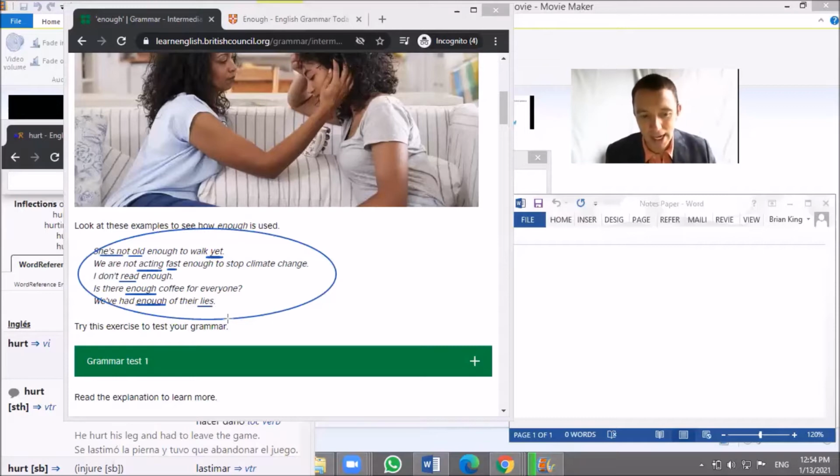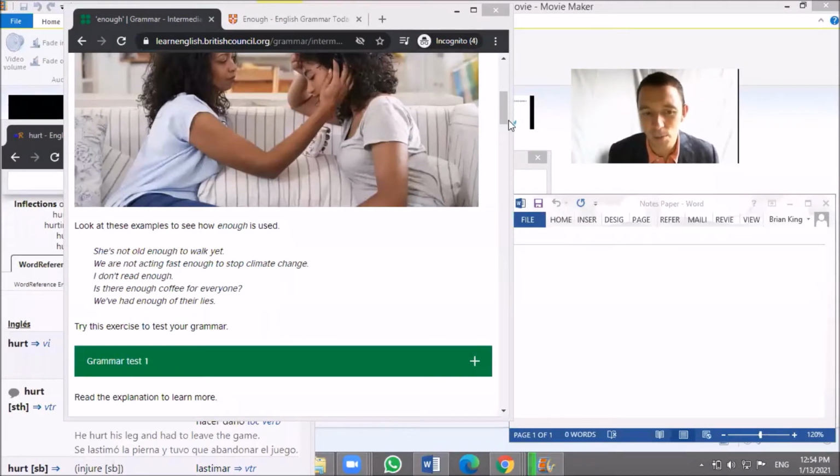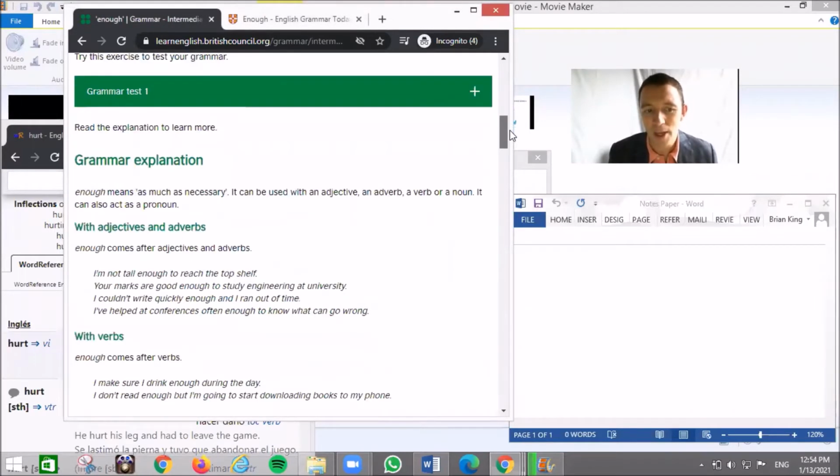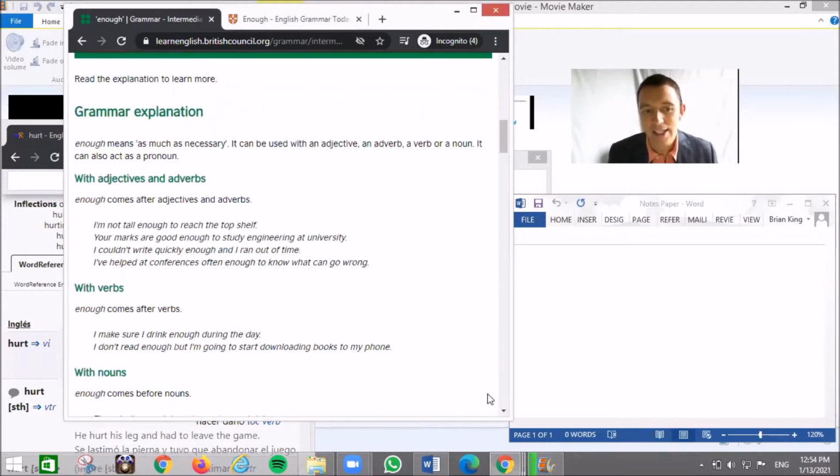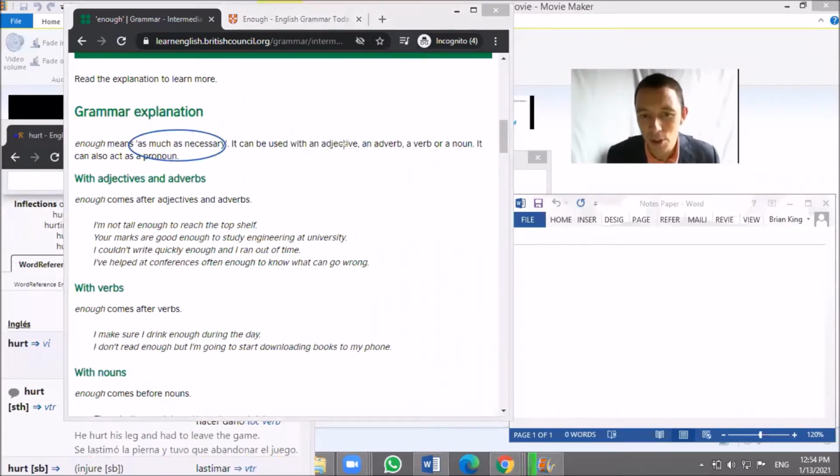Okay? So let me explain the grammar explanation first. I think it's a good idea to do the explanation before the exercise, test 1. So here's the explanation. Enough means as much as necessary. Okay, so that's the synonym, that's the translation, as much as necessary. And I'll get my color here. It can be used with adjective, it can be used with adverb, it can be used with verb, or it can be used with a noun. Okay, it can also act as a pronoun. Okay, so there are the different grammatical terms that we have for the word enough.